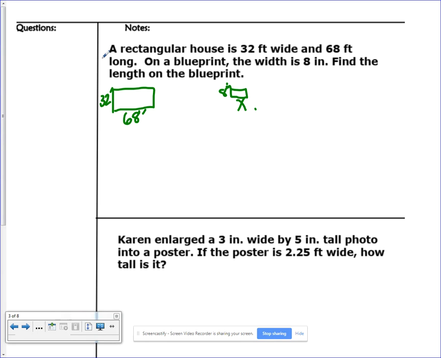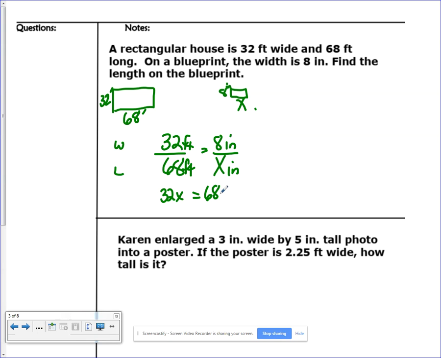So you can set this up, 32 to 68, if you went width to length. And then here I'd go width 8 inches. I should say feet to feet, as inches is to inches. This is a big old X. Okay? Cross multiply, find your answer. Or maybe you set it up another way. 68 times 8. Divide both sides by 32. Divide by 32. Boom chakalaka. Solve and find your answer.